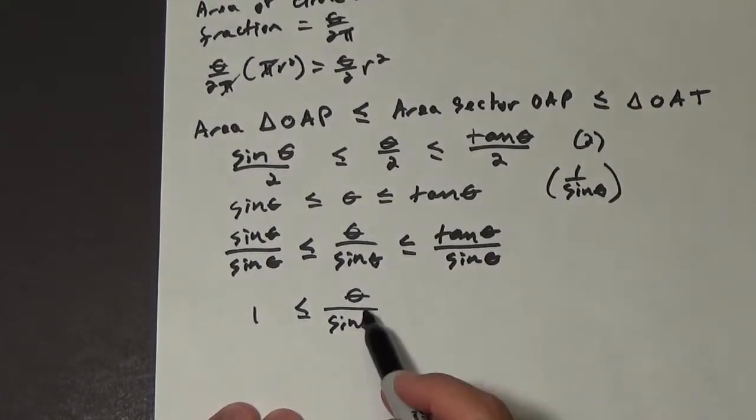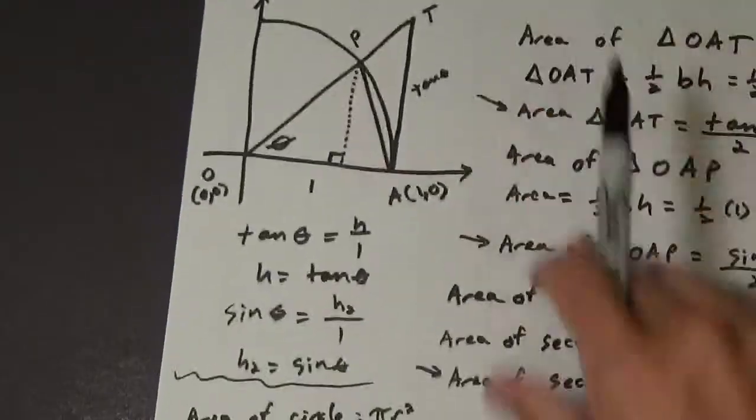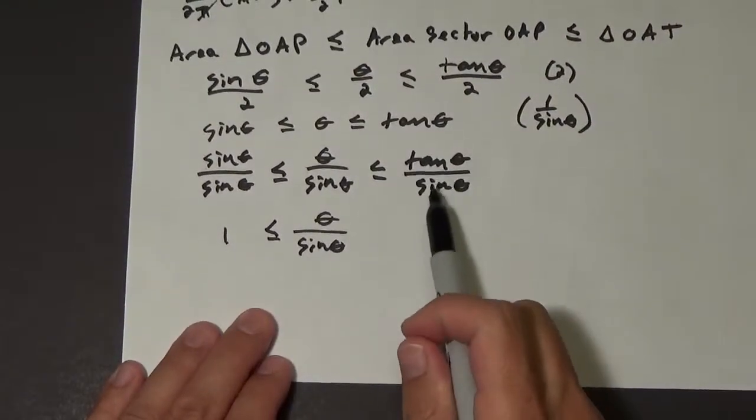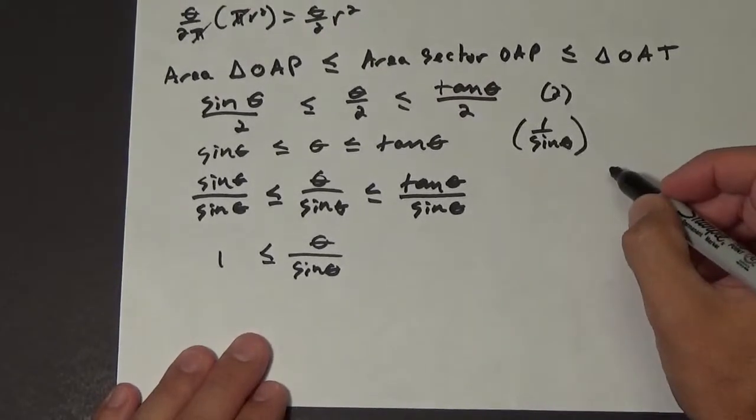And this is kind of nice because this theta over sine of theta almost looks like the sine of x over x. It's just upside down. And we're using thetas instead of x's. Ooh, tangent of theta over sine of theta. That looks like some work. Let's see here. What do we have?